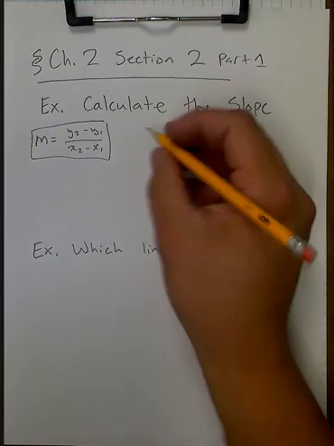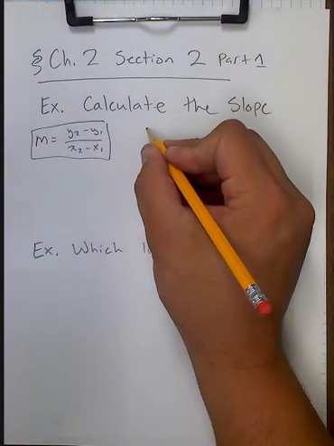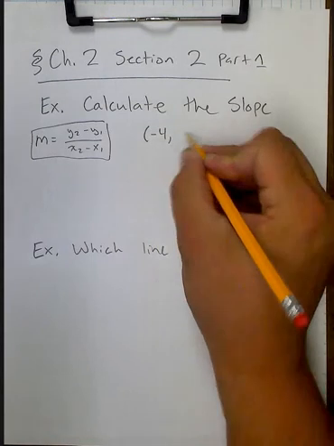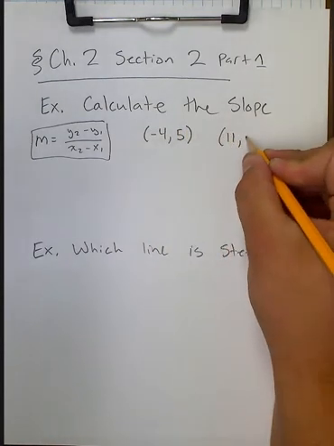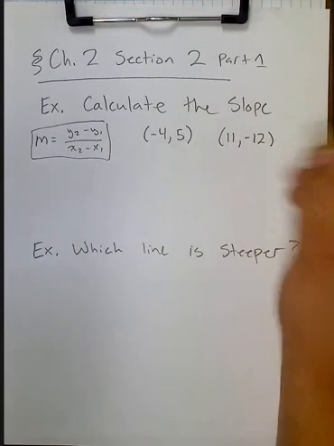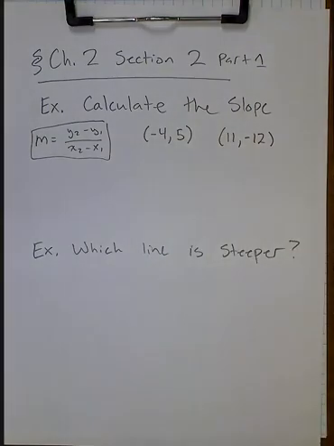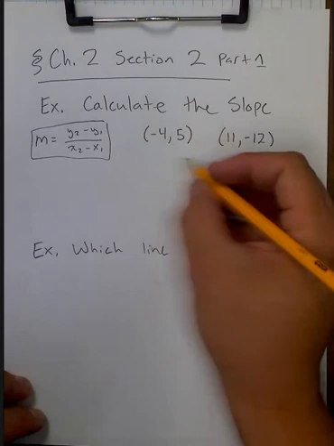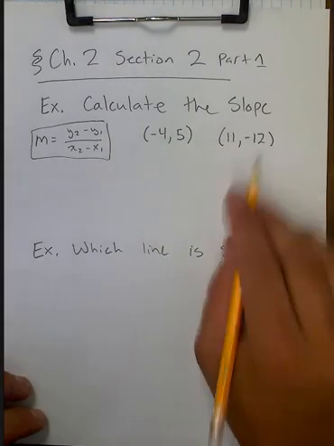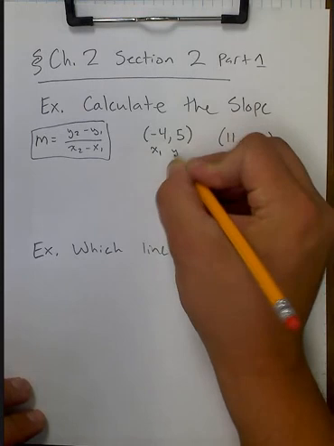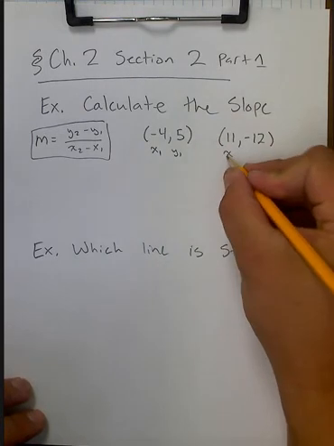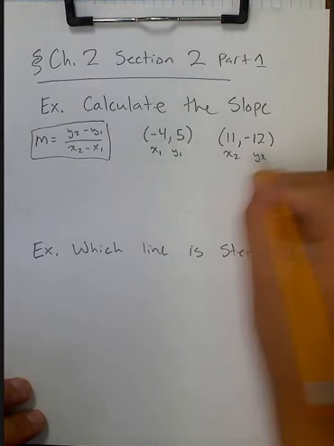Let's say we have a line that goes through 2 points. Let's go like (-4, 5), and let's say (11, -12). Okay, these are 2 points in the coordinate plane, and we're trying to find the slope of the line that goes through those 2 points. The way you do this is you can set either the first point or the second point x1, y1. I'm going to set this first one x1, y1, and the second point x2, y2. And we're going to follow the formula to calculate the slope.